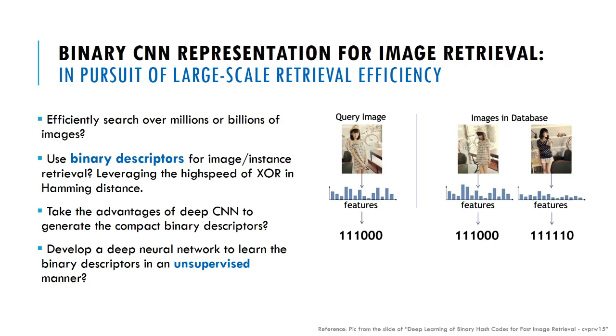Now, how do we want to go about binarizing the descriptor? We can apply some simple threshold. We can do something more like learning a representation. Can we take advantage of a deep convolutional neural net to generate this compact binary descriptor? That's something we'll explore. And can we do this in an unsupervised manner? On the right side, you can see what I mean by converting the features to binary.